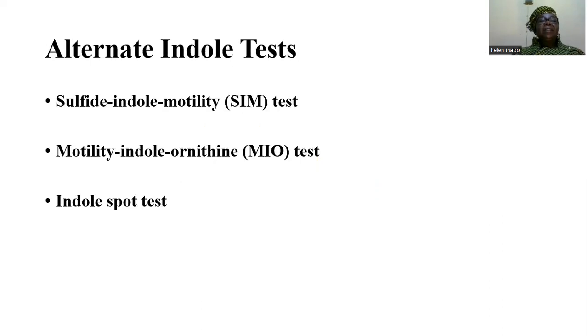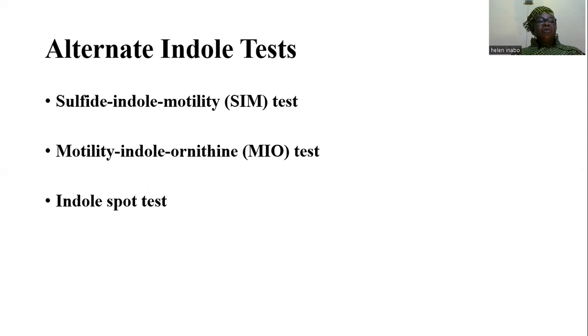There are alternate indole tests. These include the sulfide indole motility test, the motility indole ornithine decarboxylase test, and the indole spot test. All these are new indole tests that were developed, and they are rapid tests, particularly the first two.